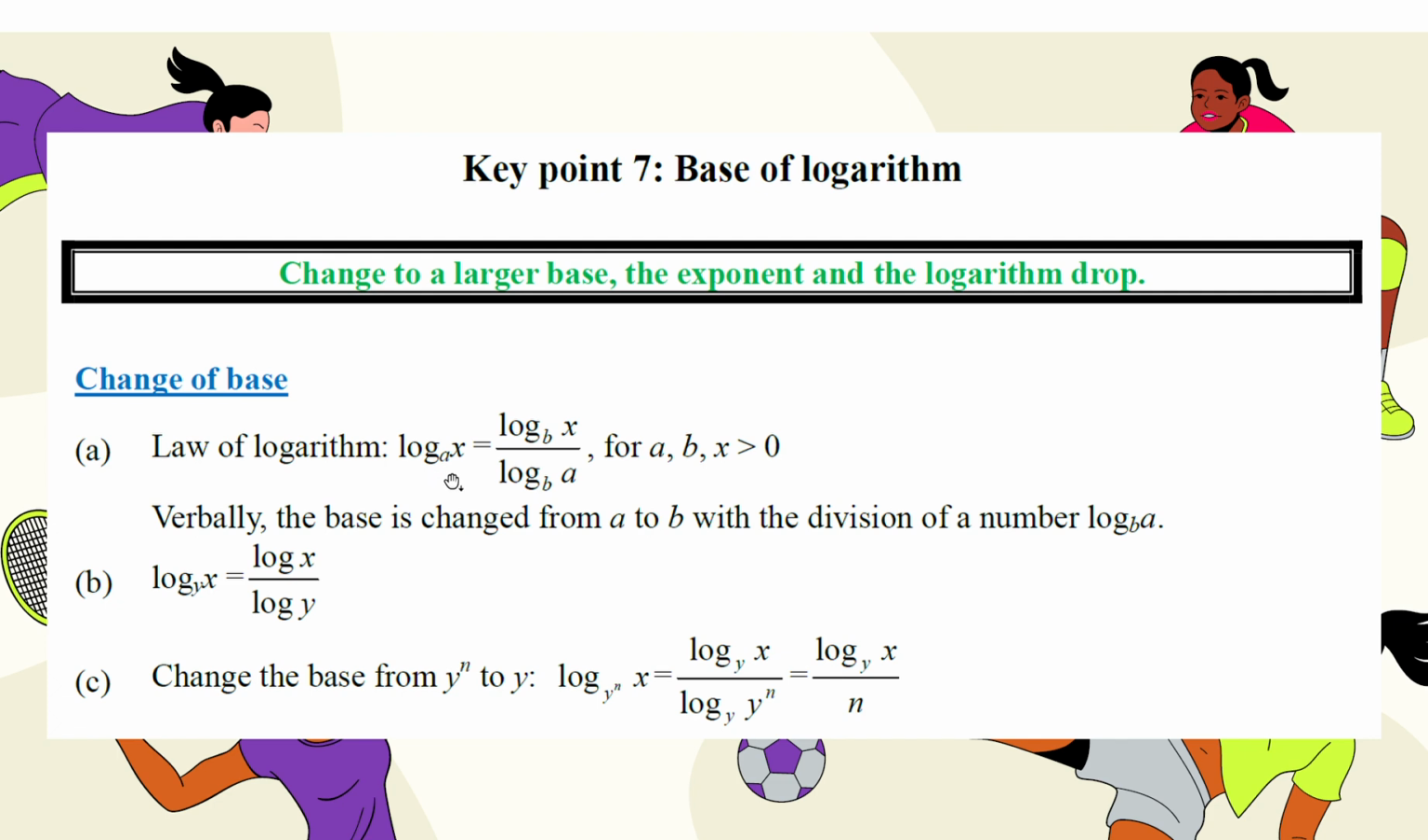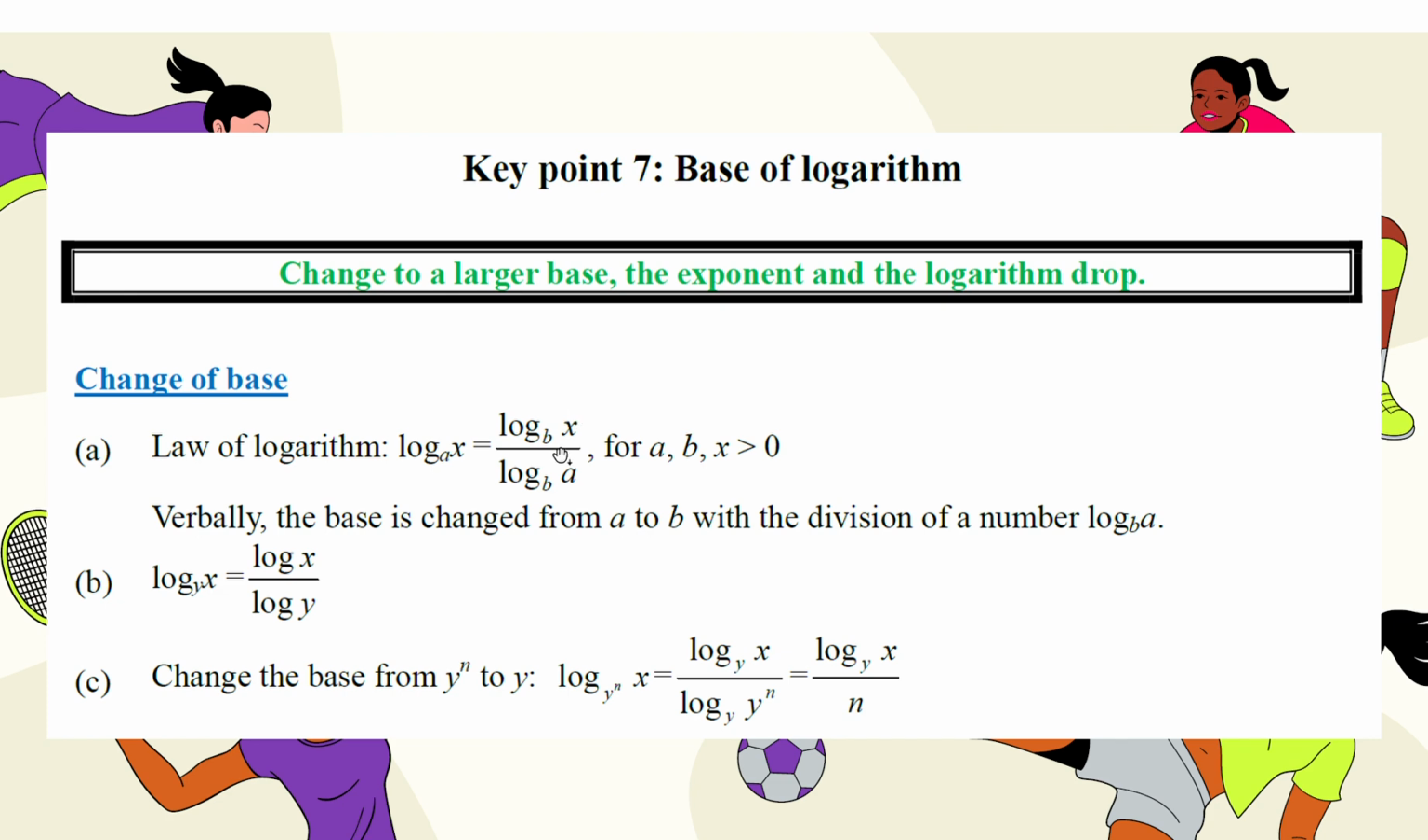Remember to use this. Make it a fraction of two logs. The original x becomes the numerator, the a becomes the denominator, right? And then you can change to any base. So remember again, log x to the base a: x becomes the numerator, the original base becomes the denominator, and the new base can be anything. So effectively you change the base from a to b by dividing by log a to the base b.